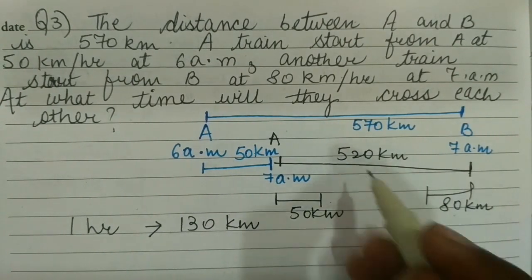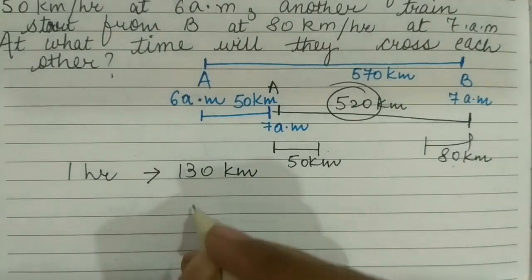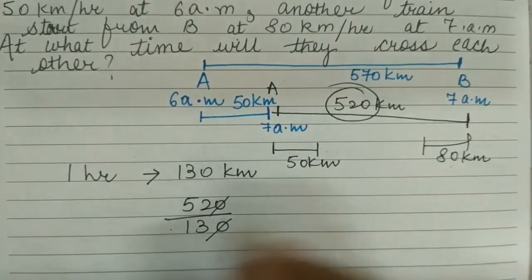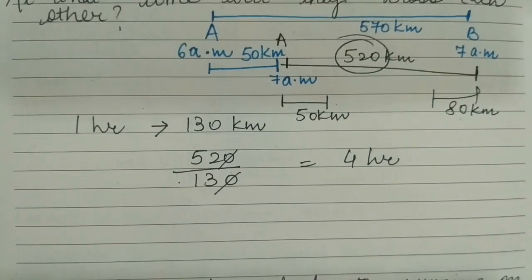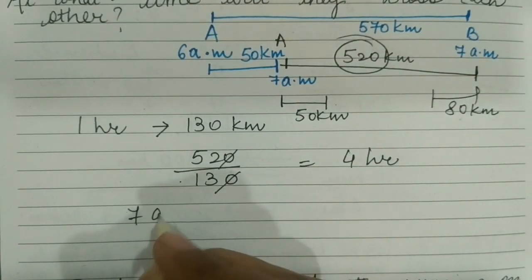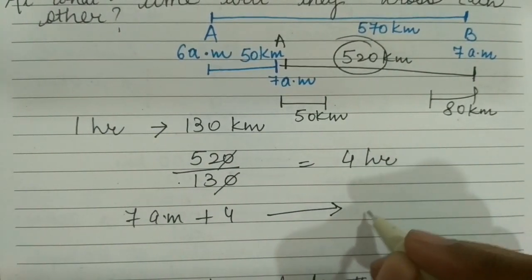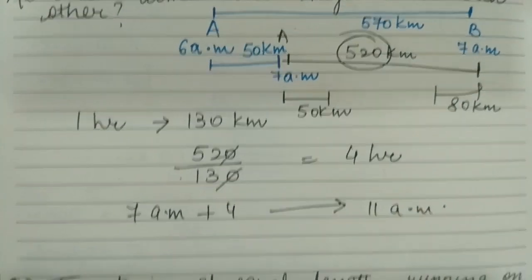So in how much time will they cover 520 kilometers? To cover 520 kilometers, they are going to take 4 hours. Starting at 7 am and taking 4 hours will make them cross each other at 11 am.